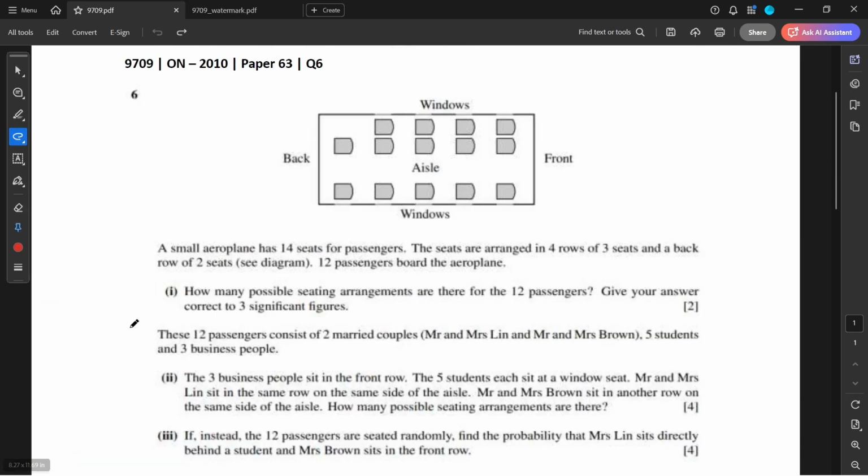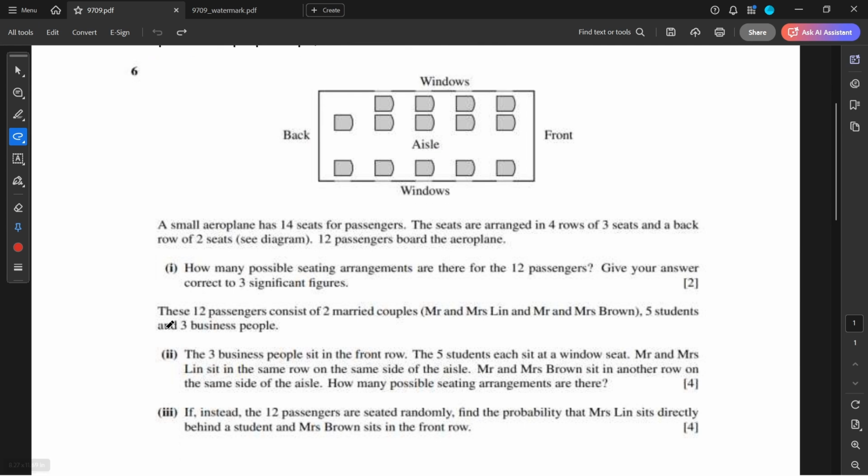Now, given this, let's move on to the next question. It is given that these 12 passengers consist of two married couples. So one couple is called Mr. and Mrs. Dean, and the second couple is called Mr. and Mrs. Brown. And there are 5 students and 3 business people. So out of these 12 passengers, there are a total of 4 people who are married, 5 are students, and 3 are business people. That is how, if you count 4 plus 5 plus 3, it is 12.